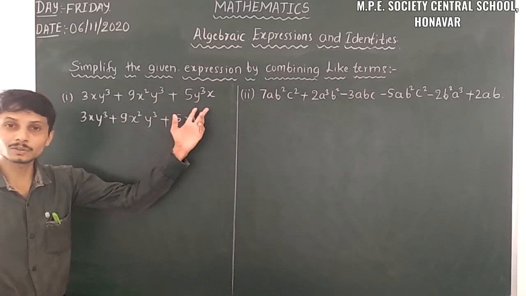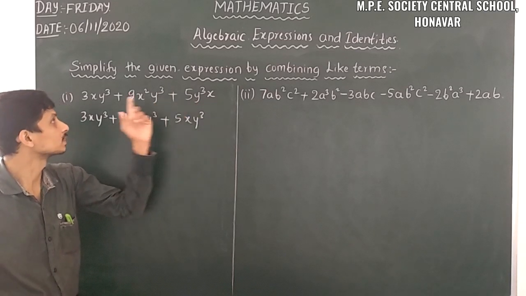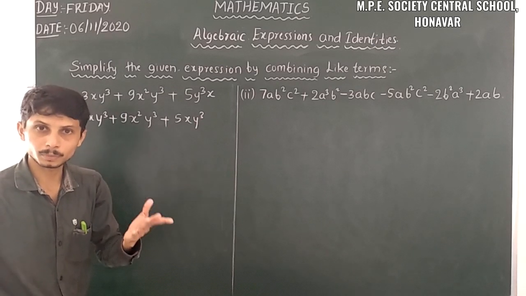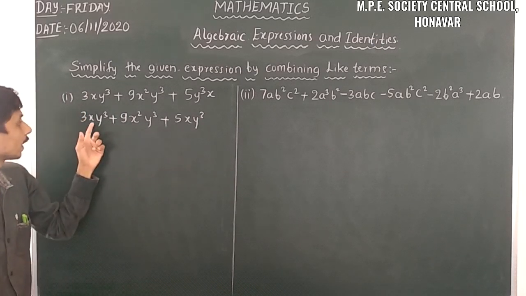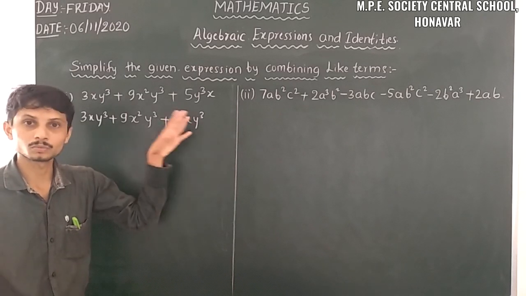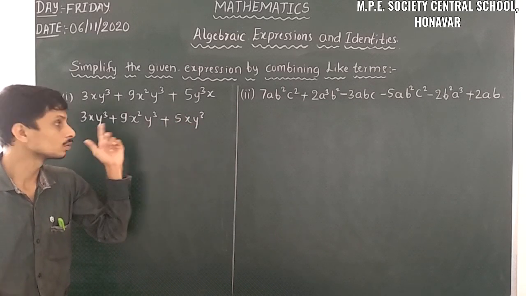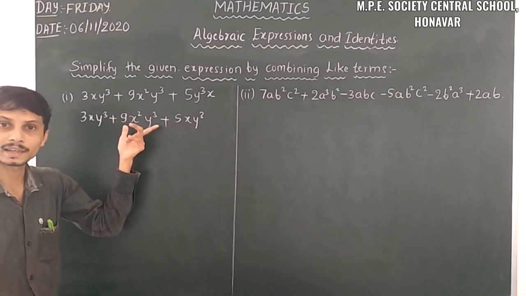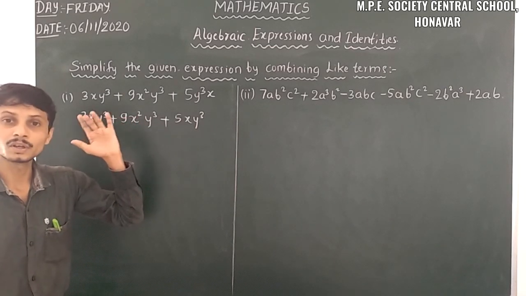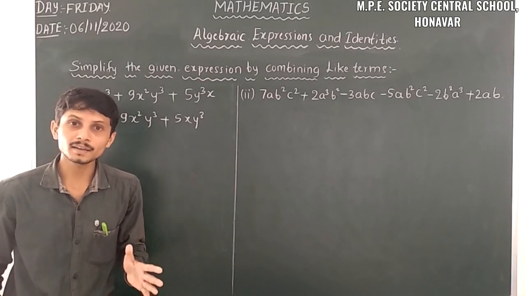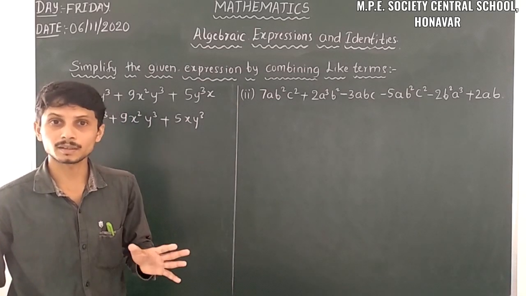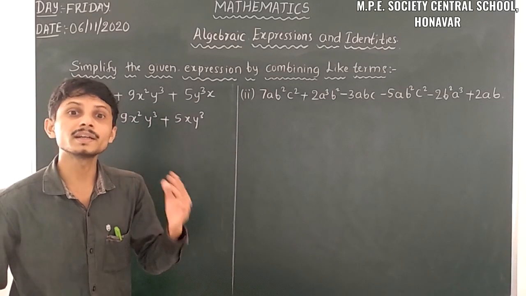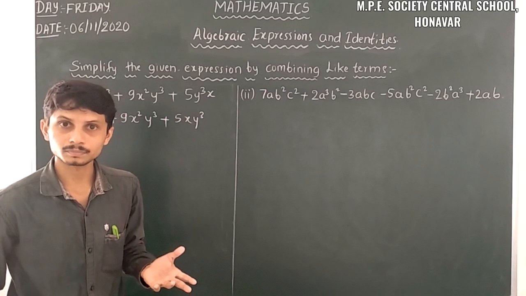Here it looks different: 5y cube x and here xy cube. But both are same, because we know the commutative property. So here xy cube and xy cube, both are xy cube. These two are unlike terms when we compare this one with the others, and these two are like terms. We can add and subtract only like terms, not unlike terms. We can multiply and divide unlike terms.